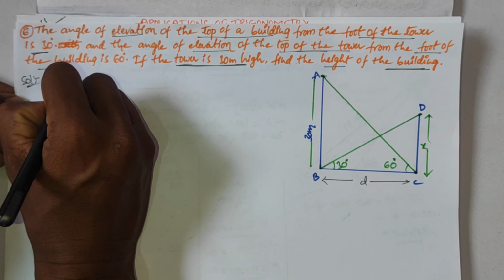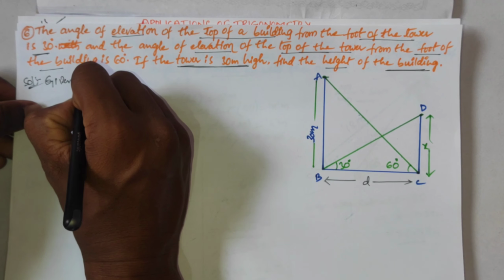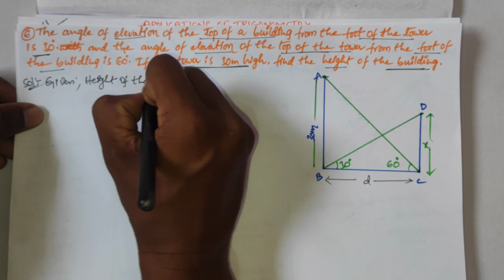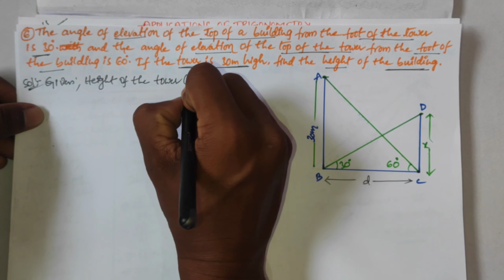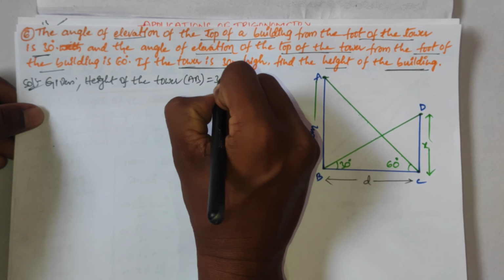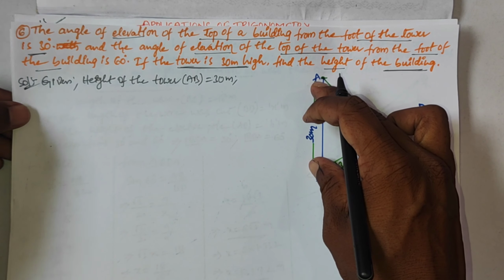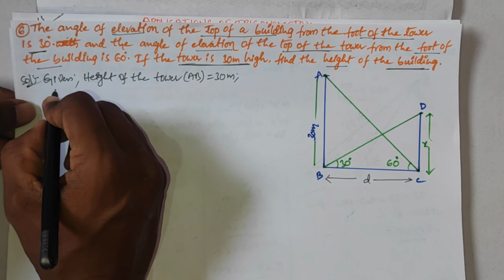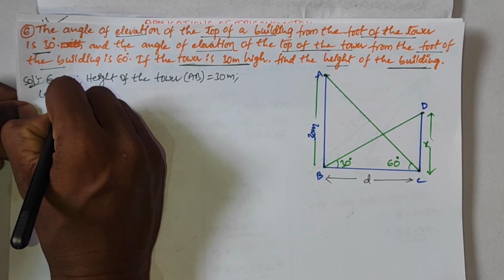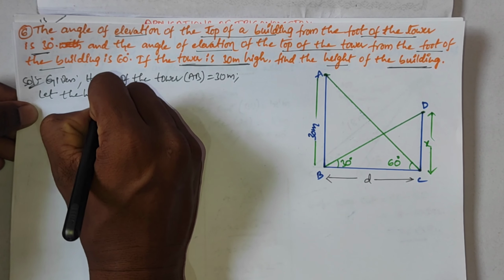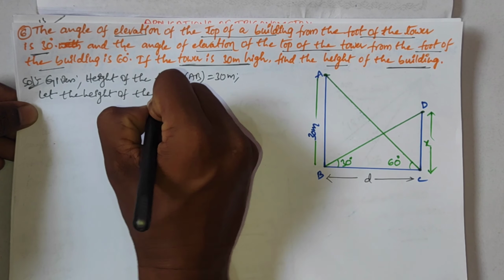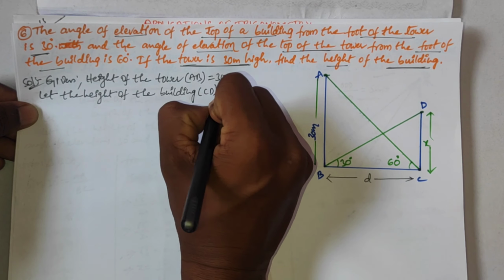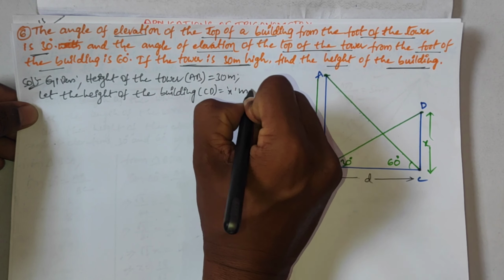Given, what is given? The height of the tower AB is equal to 30 meters, right? And only this is given, along with the angles of elevation. So first, let the height of the building CD be x meters.